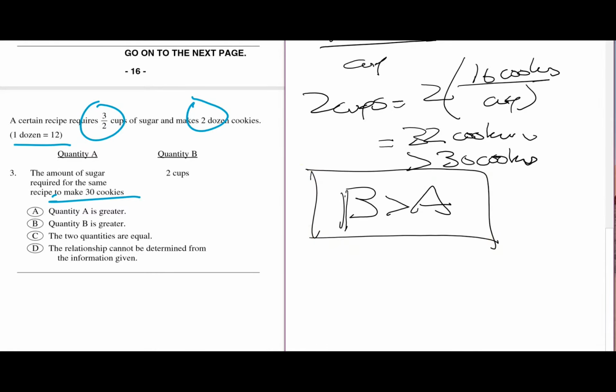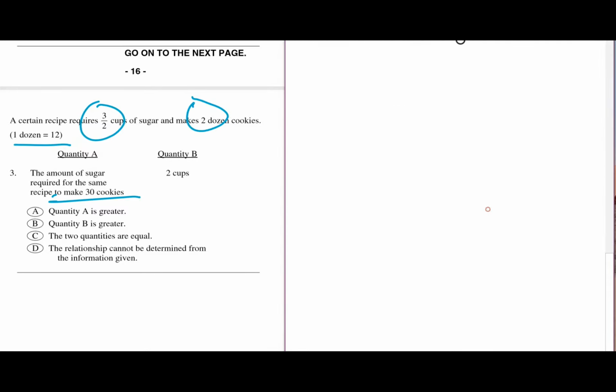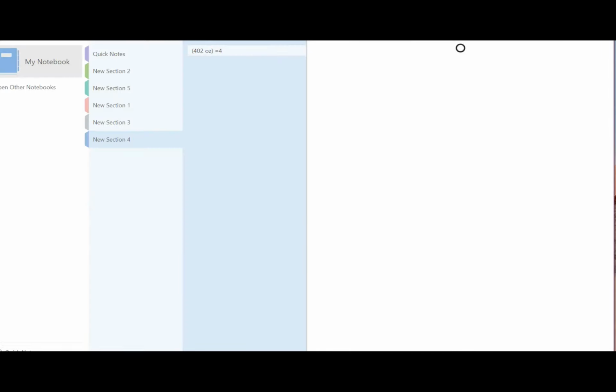So that's how you do this, and there's multiple different ways, but it's easier to not work with fractions. It's better to work with whole numbers. So that's my tip, just to convert it to a whole number so it's easier to work with. Okay, so now let's work on the next problem.